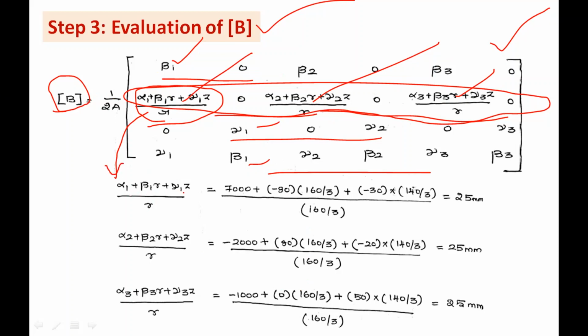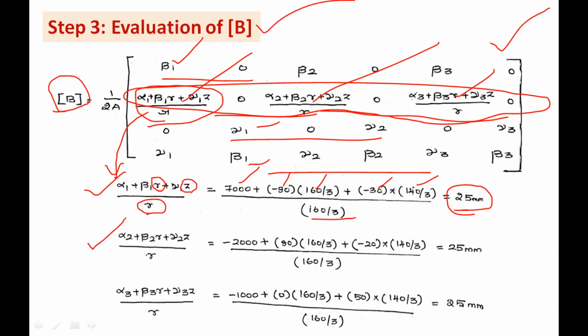Coming to this one, the second row alone we are finding first: alpha 1 plus beta 1 r plus gamma 1 z divided by r. This r is the mean radius we calculated, and this z is also the mean z value. So alpha 1 we have calculated already, then beta 1 value, the mean radius value, gamma 1 value, and the mean z value. Substituting all these values and reducing, we are getting 25 mm for this term.